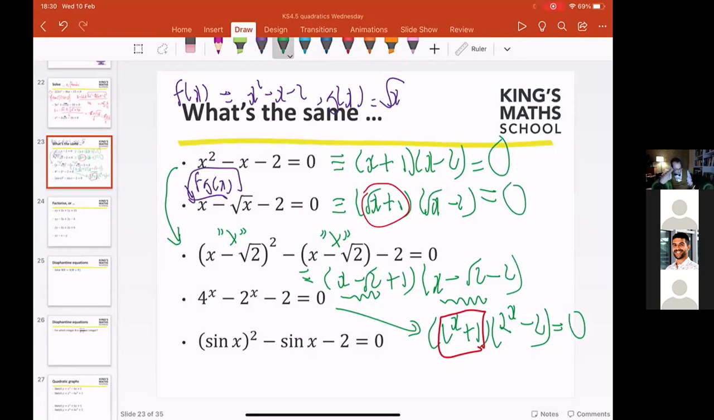And then down here, we've got sine x plus 1, sine x subtract 2 is equal to 0, but it's the same factorization. It's just different x's. There's a different variable in each one, but the structure is always the same. And again, then from a solving point of view, you've got the issue that sine x can be negative 1, but sine x can't be 2.